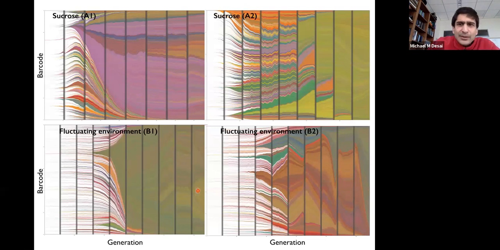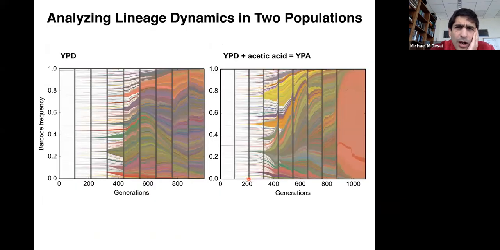Based on that, we did a bunch of different populations in different environments. I'm going to talk about a few of them. Here are a couple of populations evolved in a sucrose environment. Here's a couple of fluctuating environments at the bottom, which I'll talk about briefly at the end. What I want to focus on to begin with is how we analyze these lineage dynamics using two populations as examples.